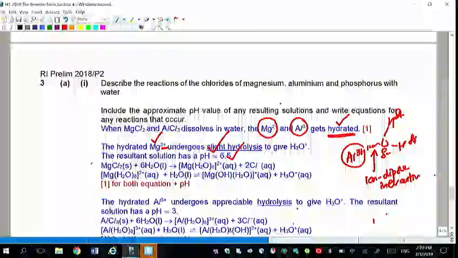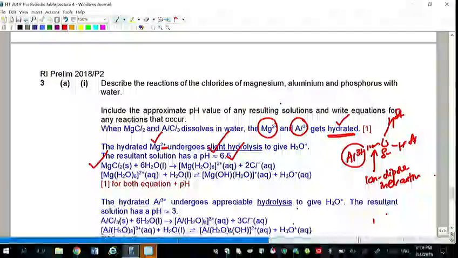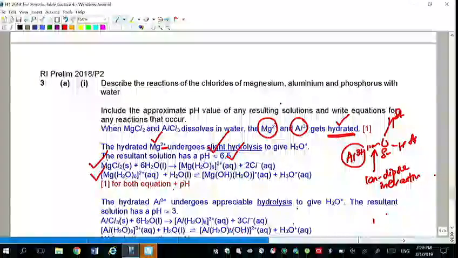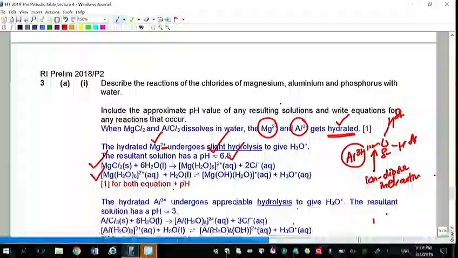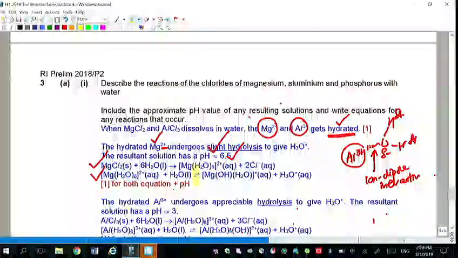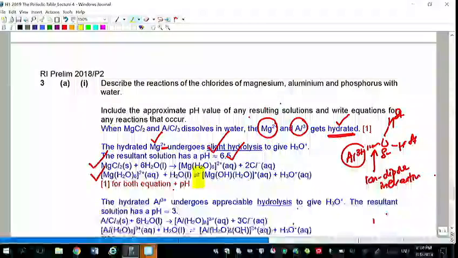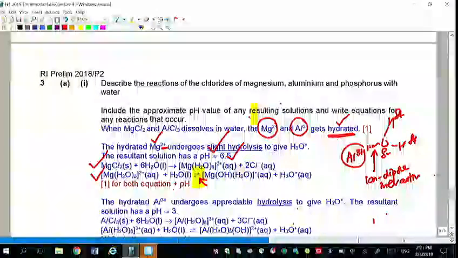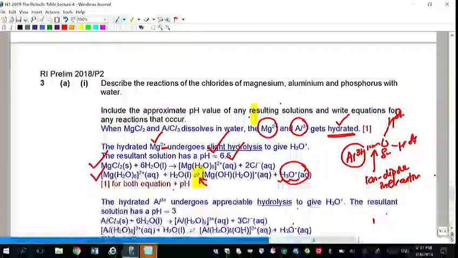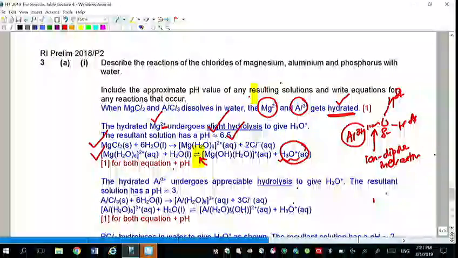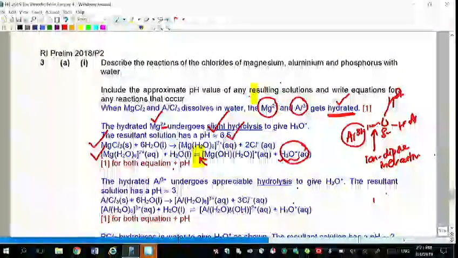Equation: the first one is hydration, followed by the second one, which is your hydrolysis. Take note that for the second equation, it is a reversible arrow. It is weakly acidic, which is why it dissociates partially to give you your H3O+, accounting for the pH of 6.5. I'm not going to explain again why it is able to undergo hydrolysis. That is in your lecture notes. Please go and read up if you do not understand.